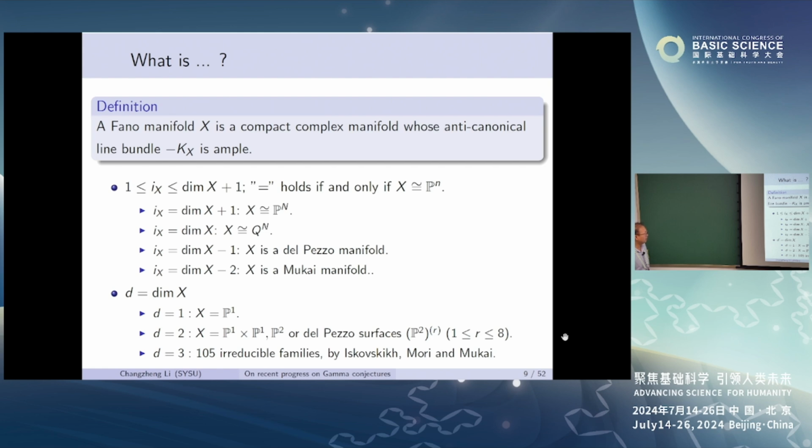And here is some kind of manifold called a Mukai manifold. For smaller Fano index, little is known. For low-dimensional Fano manifolds, there are also some classifications. In the one-dimensional case, there is only one up to isomorphism, the projective line. For dimension 2, it is isomorphic to P1 times P1, P2, or the del Pezzo surfaces, that is, the blow-up of P2 at r points in general position, where r is from 1 to 8. If we blow up 9 points or more, then it is not Fano anymore. And in dimension 3, there is also a complete classification.